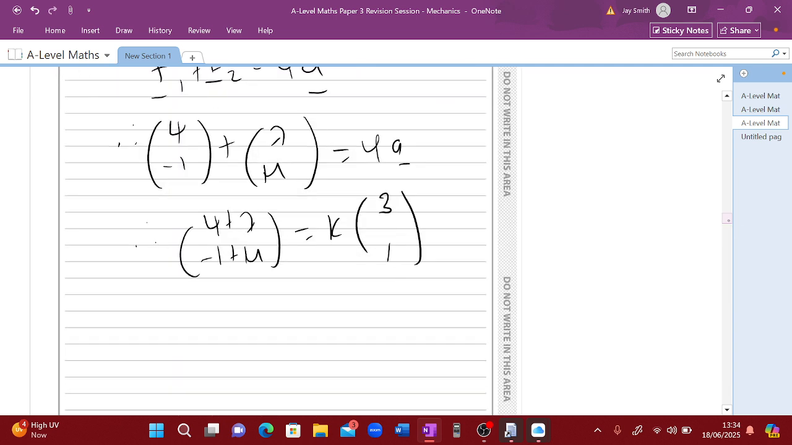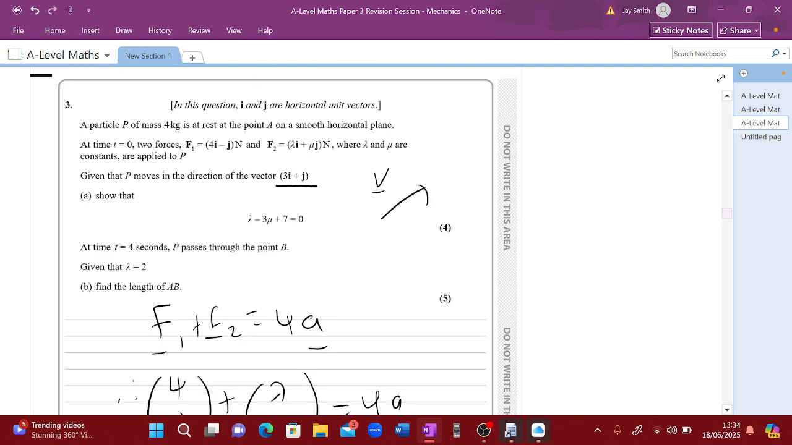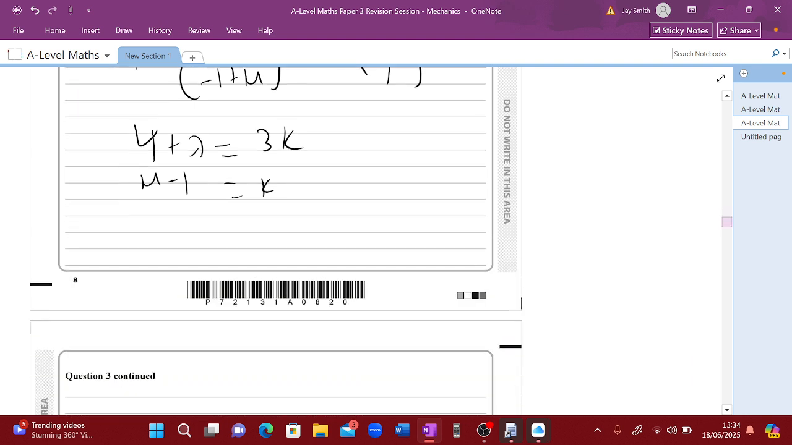And so essentially, we can, again, get simultaneous equations. Mechanics is all about simultaneous equations. It's all about it. So we can deduce, if we look at the top component, 4 plus lambda is going to be 3k. And then I'm going to say mu minus 1 is going to equal k. But let's have a look at what they want us to get. We want to get rid of this k, don't we? You just want lambda and mu. So we want to get rid of k.